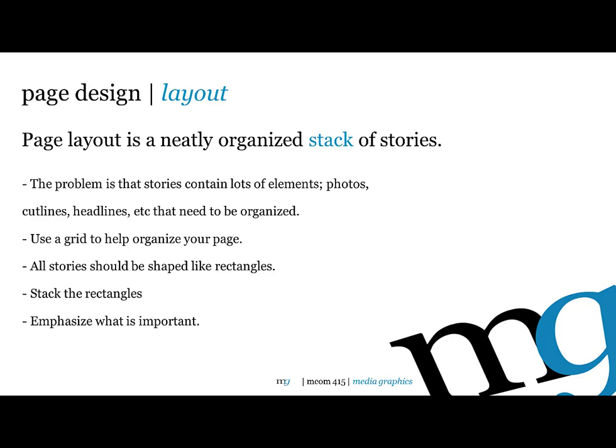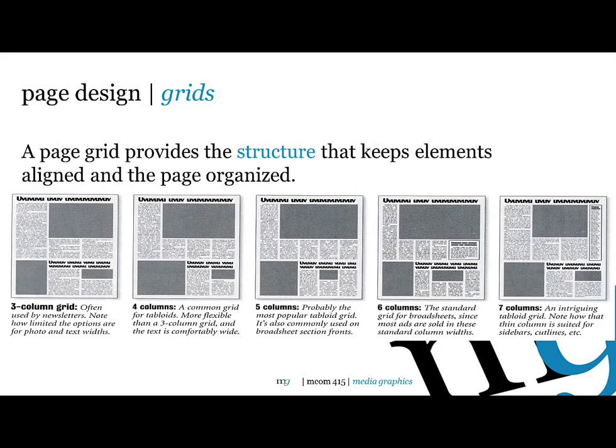So a grid is basically the underlying structure of a page. And on a magazine page or a newsletter page, we typically have a 3-column grid. And that's typical because those pages are generally about 8.5 inches wide. And that means each column is a little under 3 inches. If you have more columns than that, you have really narrow columns that can be very hard to read and not that pleasing on the eye.